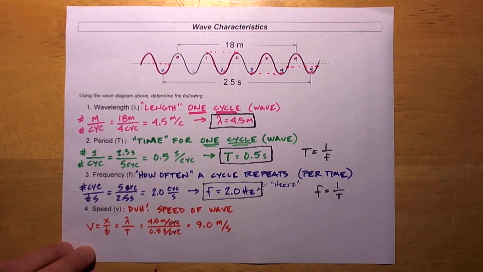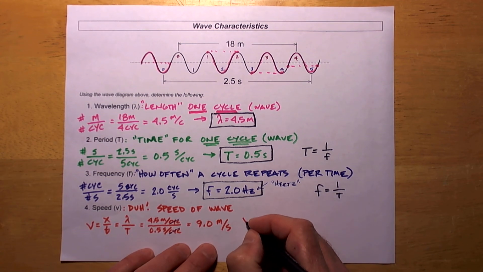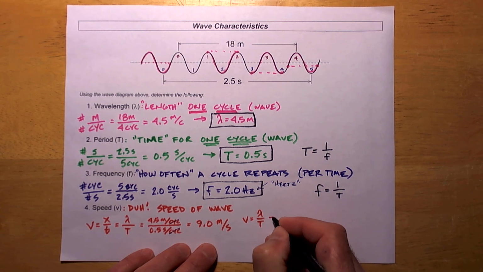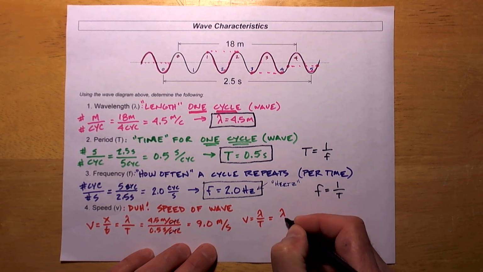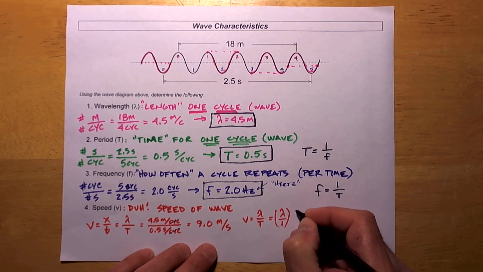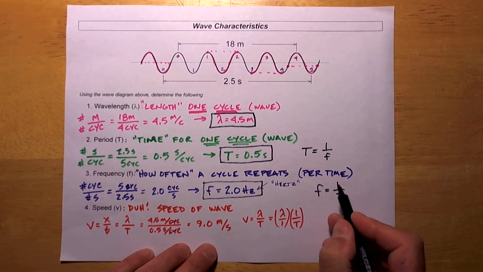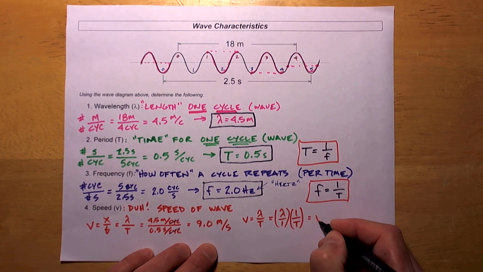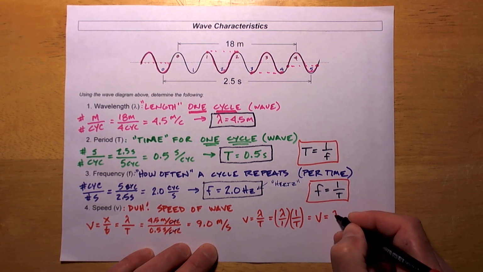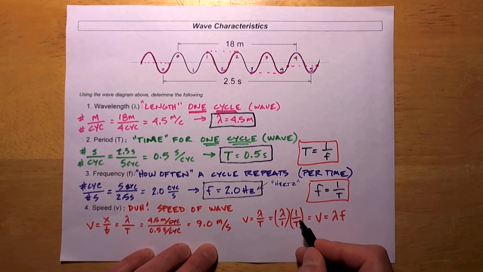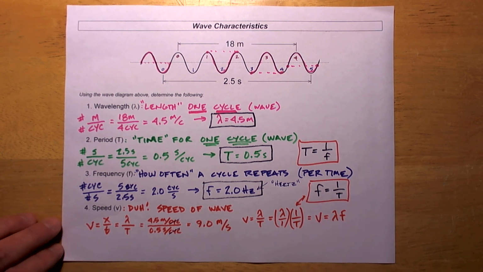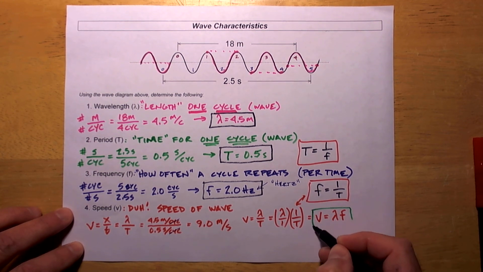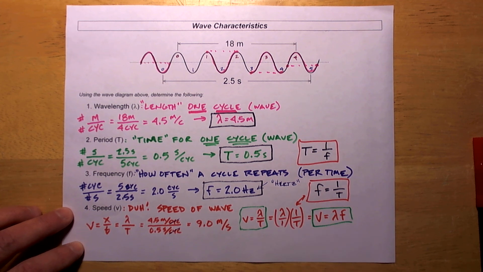Now, interestingly enough, the way we got this was we said v is equal to lambda over T. Well, that's the same as multiplying lambda, the wavelength, times 1 over T. But wait, 1 over T is f. So we can also say that v equals lambda times f, because of course 1 over T is f. The reason I say that is because the wave equation comes in two forms. You might see it as v equals lambda times f, or f times lambda, or you might see it as v equals lambda over T, which are the same thing.